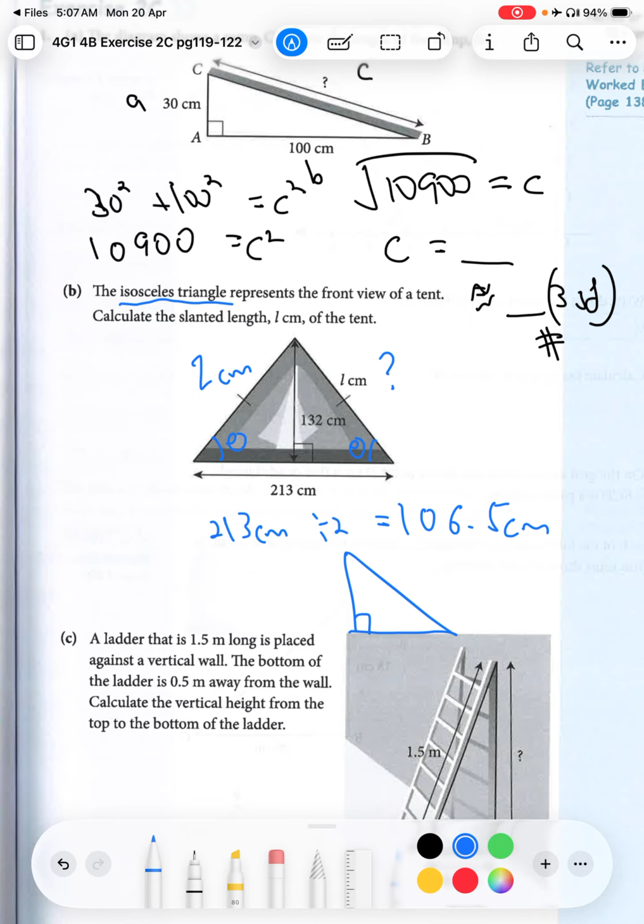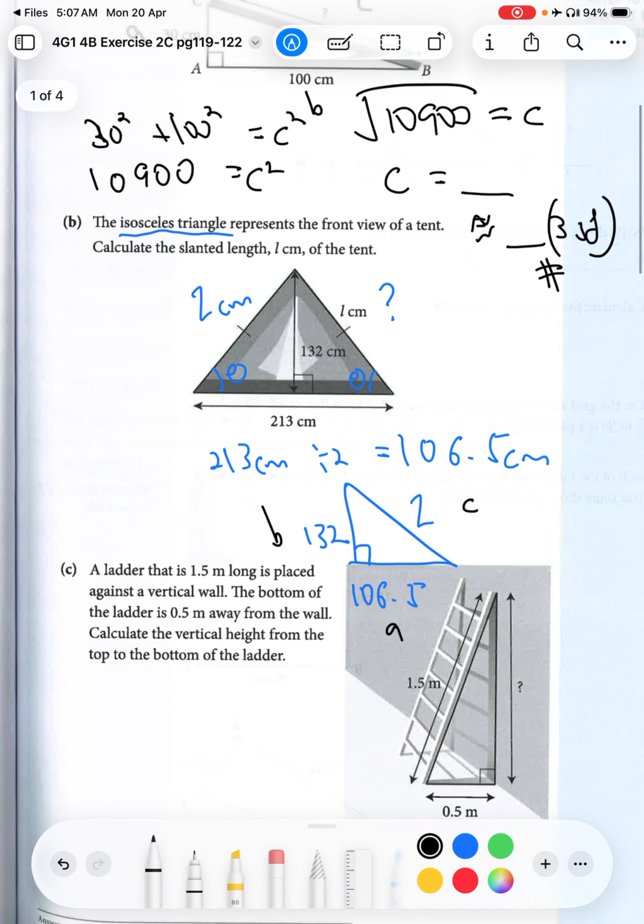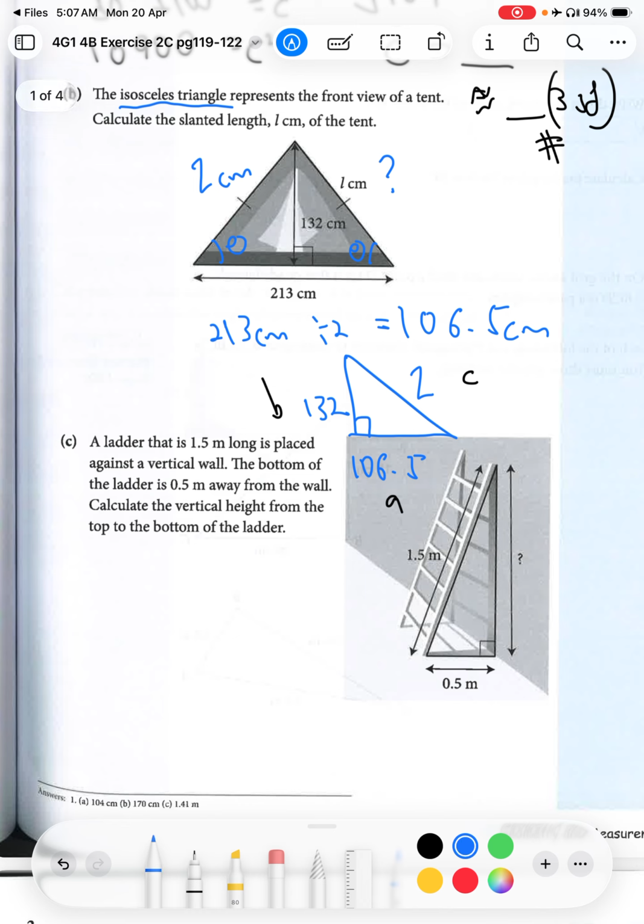This is a right angle triangle. This is 106.5. This is the length that I want. This is 132. So essentially it's the same question as above. They're asking for this, which I can use this as my A, this as my B, this as my C. So the working will be 106.5 squared plus 132 squared equals the length squared.